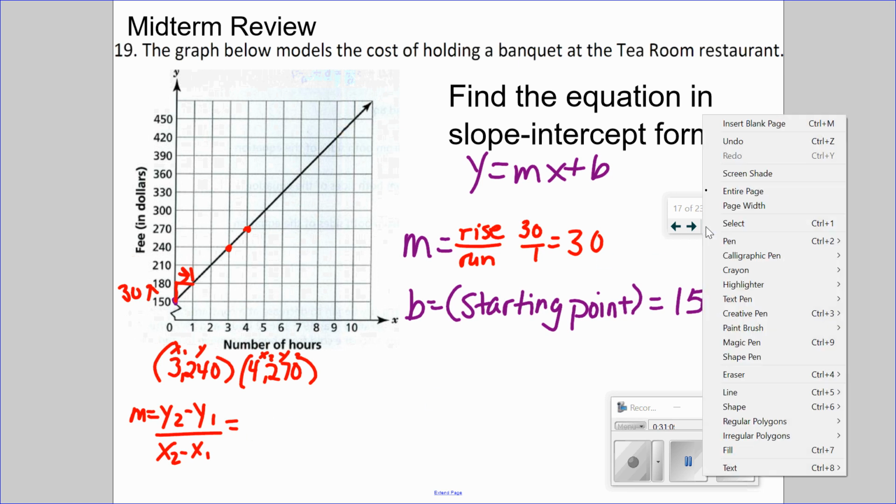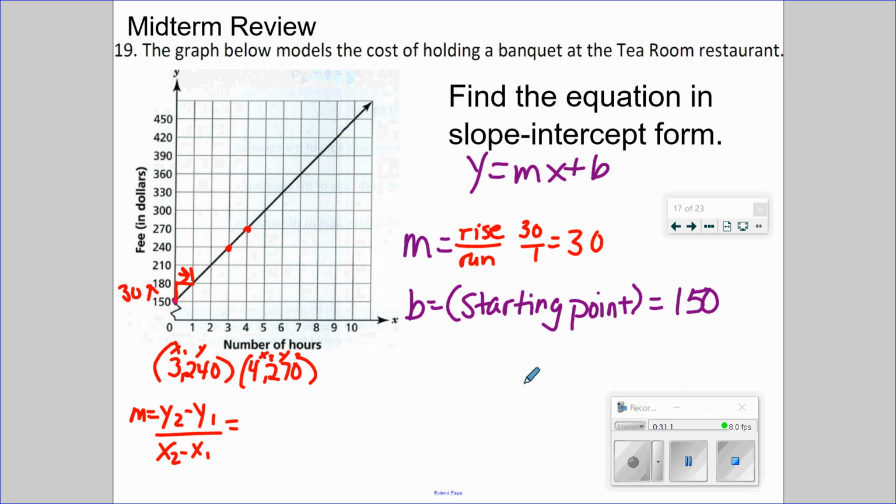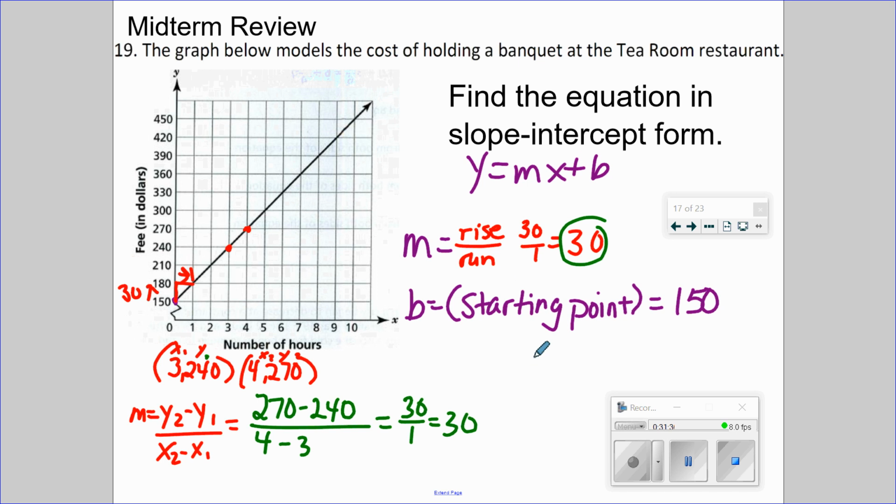Okay, we're making a different color ink for ourselves. Here we go. y2 is 270. y1, the one there, is 240. x2 is 4, x1 is 3. 270 minus 240 gives you 30 over 1, which is 30. So yes, I did calculate the right slope. Now I have to put it in y equals mx plus b. y equals 30x, plus my starting point, which is my b, 150, and there's your answer.